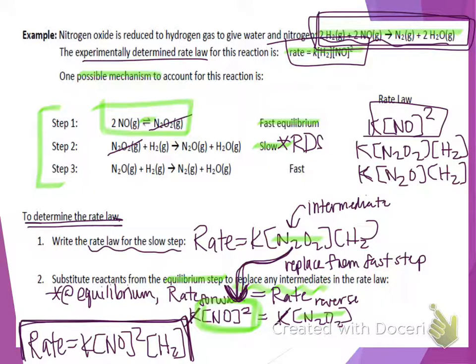So again, from that fast step, we see that the concentration of NO squared is equal to that intermediate concentration N2O2. So we're going to replace that intermediate in the rate determining step so that we only have reactants in our rate law and no intermediates.